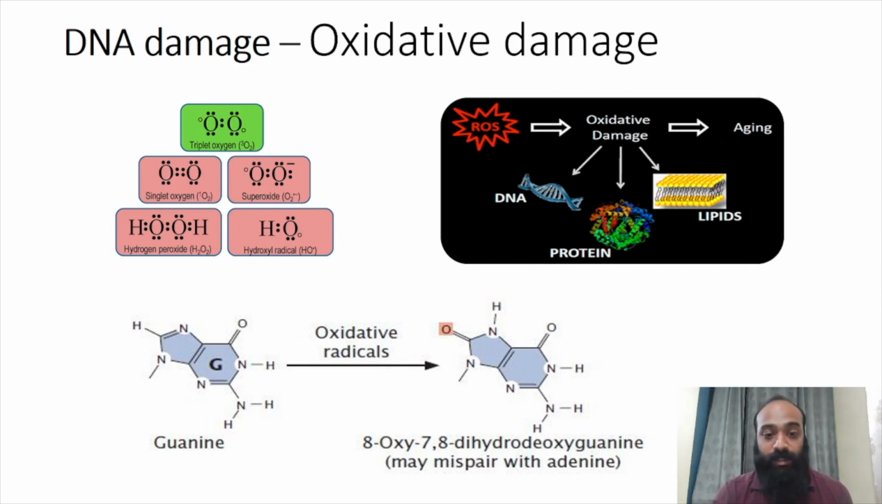So you can see the oxidative radicals that are there. They can convert the bases into different forms, and that can cause mispairing to take place. It can also lead to DNA strand breaks. It can lead to cross-linking also. So a number of things can occur because of ROS.